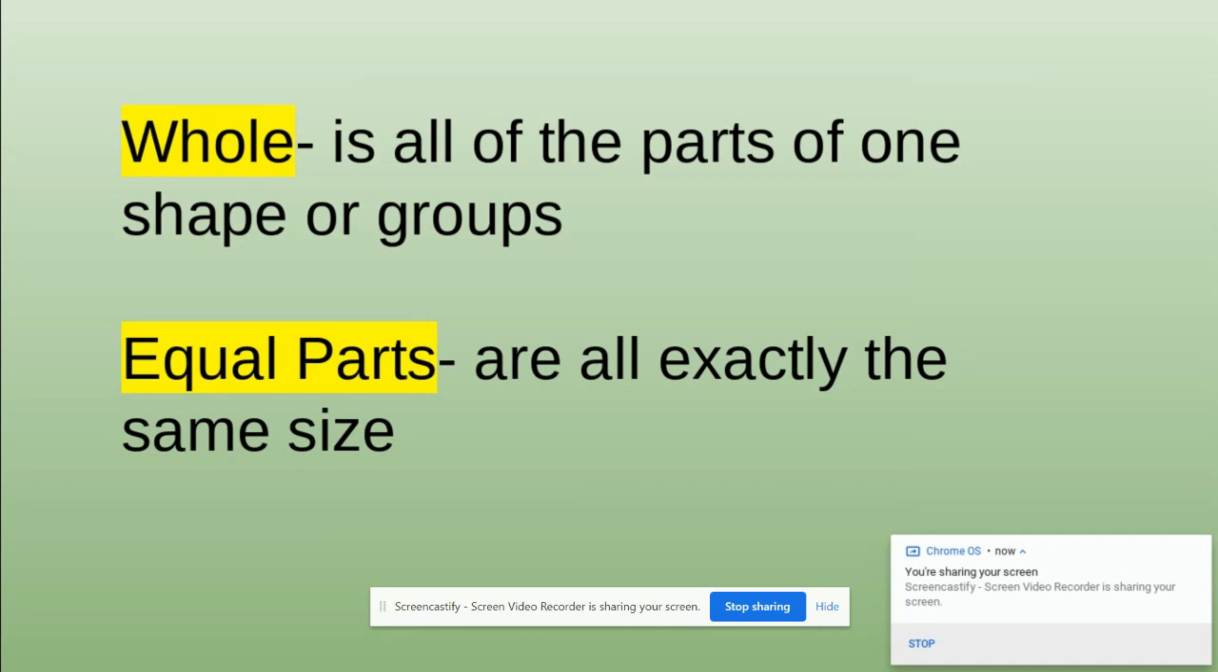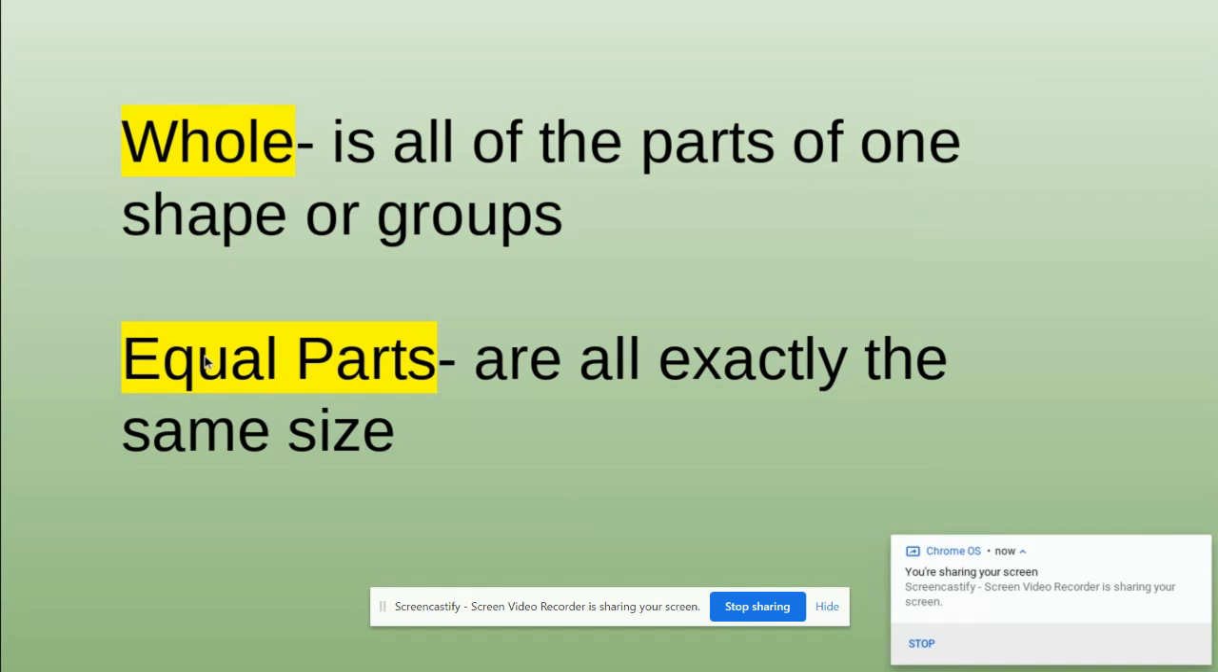A whole is all of the parts of one shape or group. So when you order a pizza, you get one whole pizza. But that pizza might be cut up into slices. Those slices create the whole.